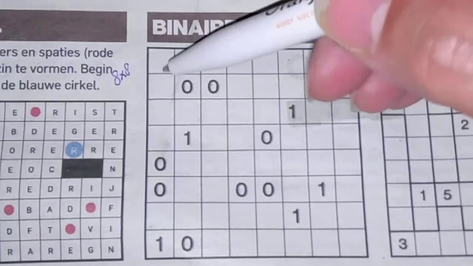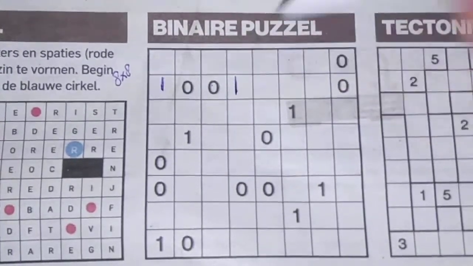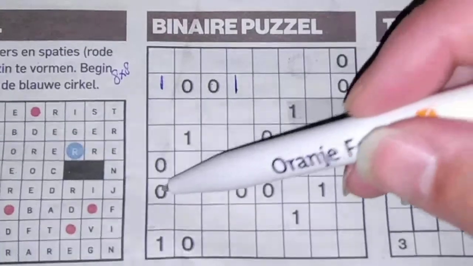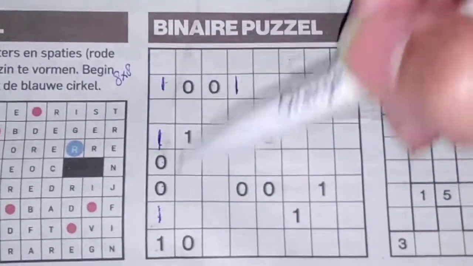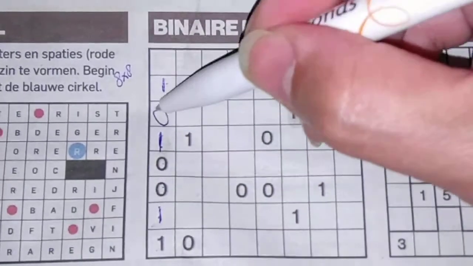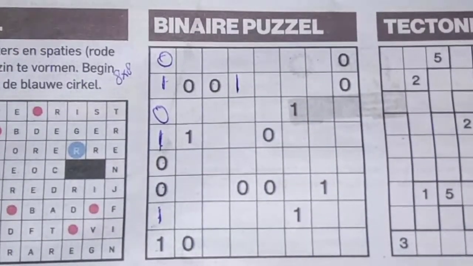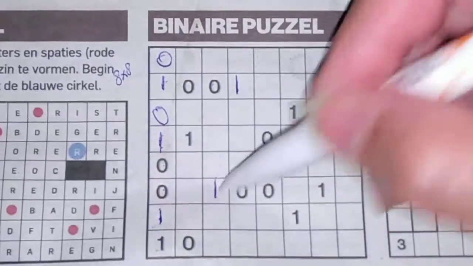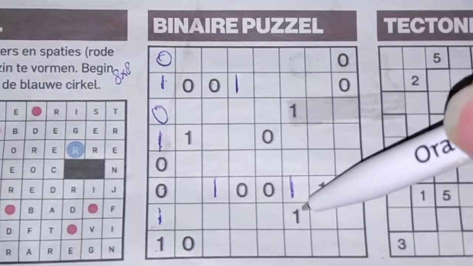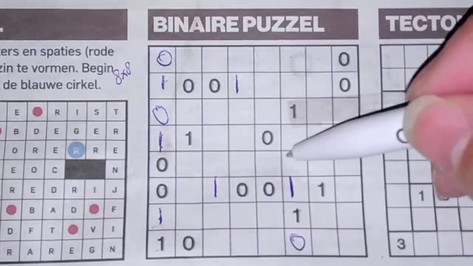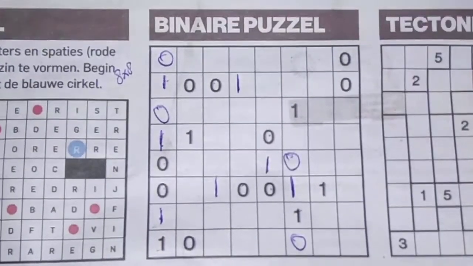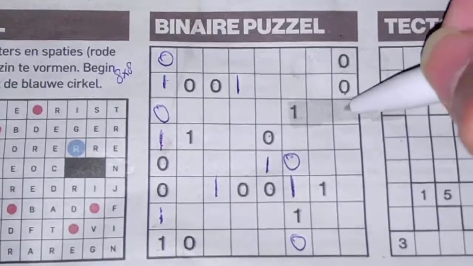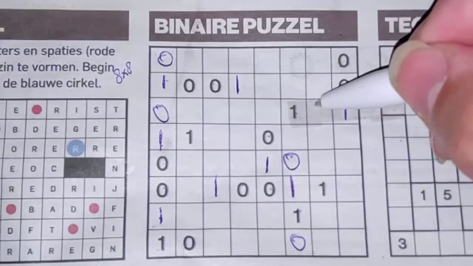Double O, here 1, there 1. Double O, here 1, there 1. We have 1, 2, 3, 4, 4 1's, so the rest are O's. And then double O, here 1, there 1. Double 1, here an O, and there an O. Between two O's comes a 1. Double O, here a 1, there a 1. Between two 1's comes an O.